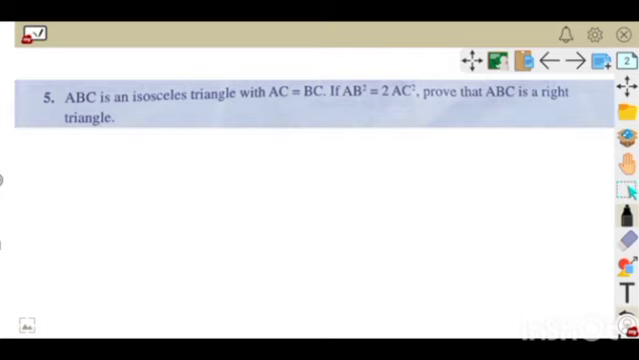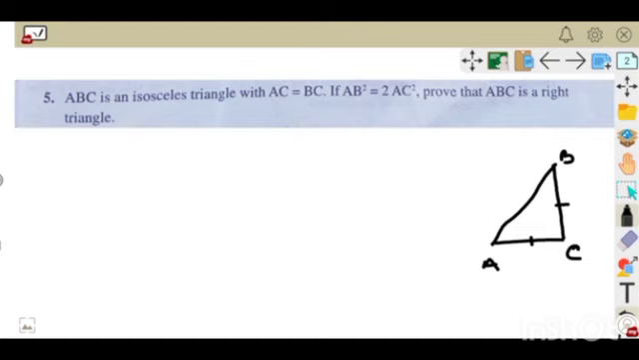Here we have question number 5. ABC is an isosceles triangle with AC equal to BC, and again it says that if AB square equal to twice AC square, prove that ABC is a right triangle. Okay, so let me draw here the isosceles triangle ABC. Okay, the question tells you that AC equal to BC. Here I'll take here C, then here is A and here is B. Here AC equal to BC. Okay, and then one more condition is this, AB square equal to twice AC square.